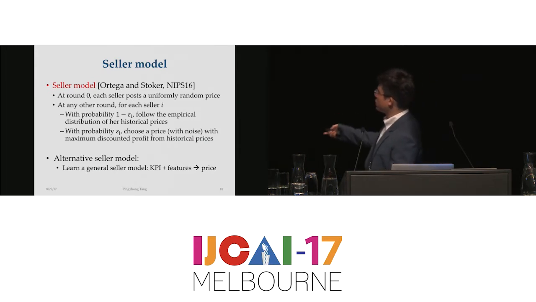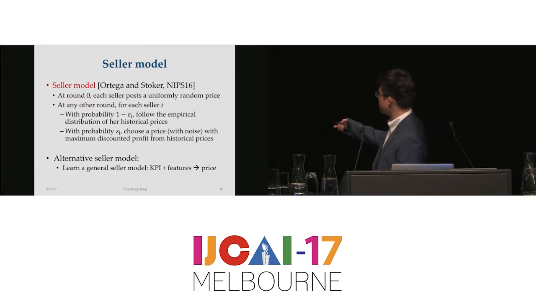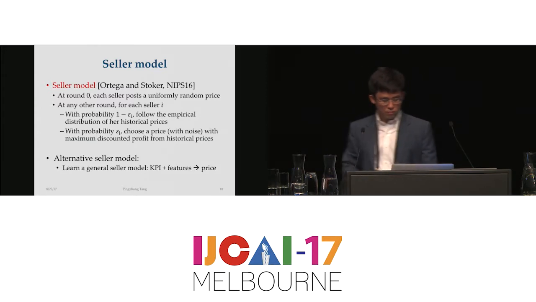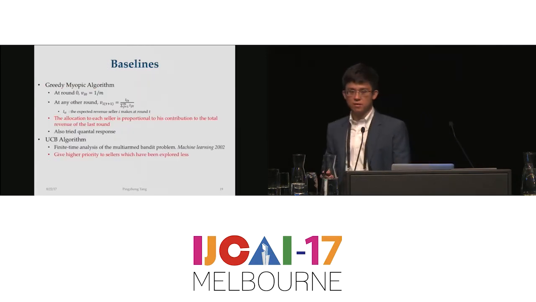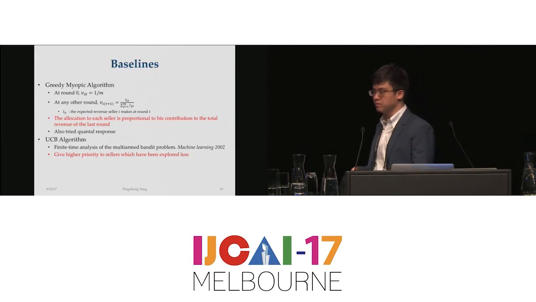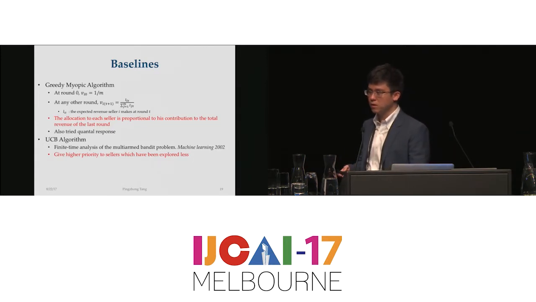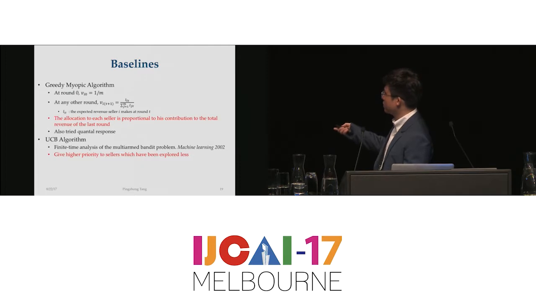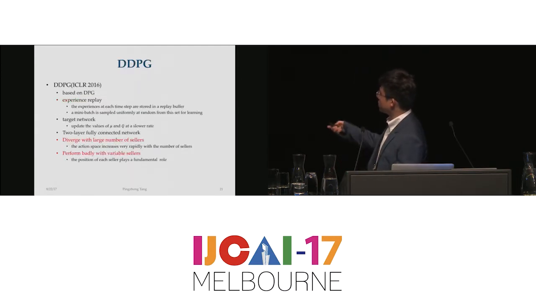Alternatively, we are currently implementing a model to learn a general seller's model, which maps the observation of his KPI, key performance indicator, yesterday, as well as some local features, to the price he will set tomorrow. So with this model of sellers and with this MDP formulation, we are going to try different algorithms to solve this MDP. We tried some greedy algorithms, UCB algorithms, and we also tried deep Q network, DPG, and DDPG.